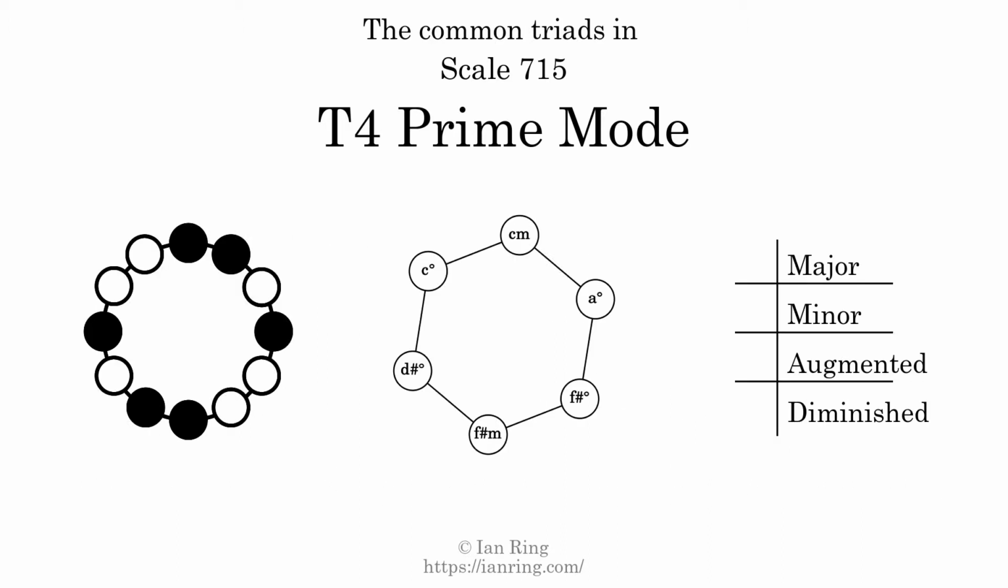The diagram in the center is a graph of parsimonious voice leading between triads. There are no major triads. There are 2 minor triads. There are no augmented triads. There are 4 diminished triads. Here is a Hamiltonian path of parsimonious voice leading that uses all the triads.